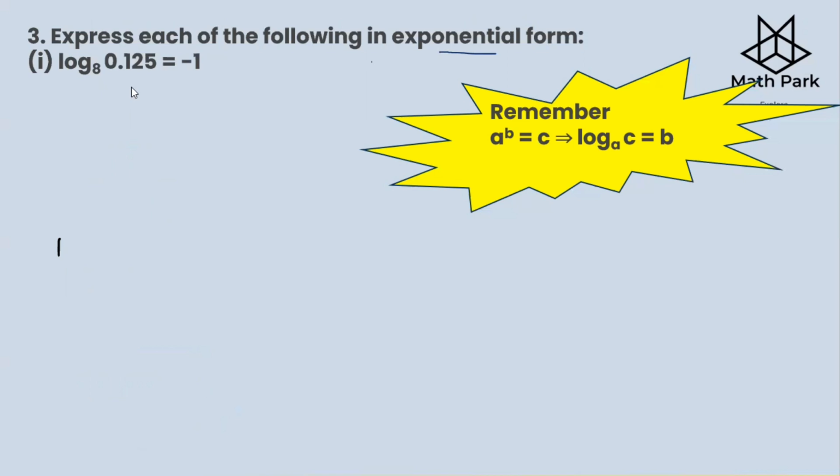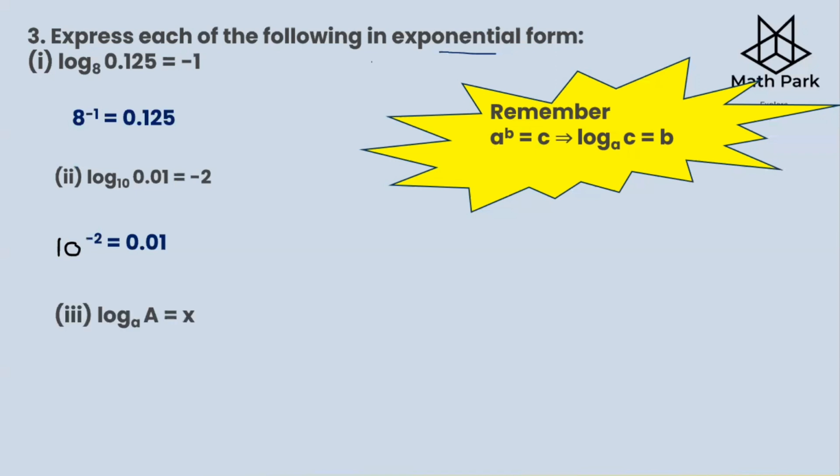So log of 0.125 to base 8 is equal to minus 1. So you get 8 to the power minus 1 is equal to 0.125. Log of 0.01 to base 10 is equal to minus 2. So we have 10 to the power minus 2 equals 0.01.